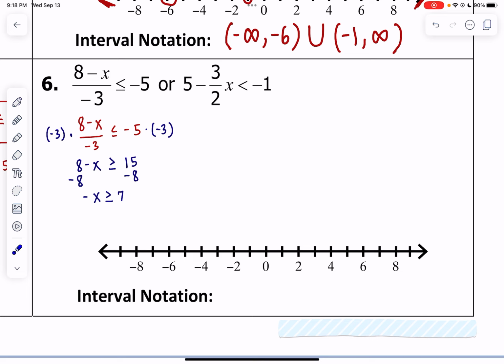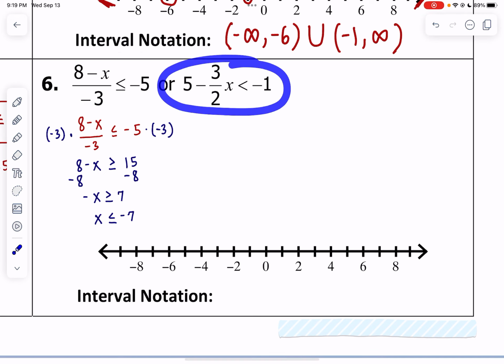And at this point, you can either multiply by negative 1 or divide by negative 1 to get rid of this negative. But please be real careful here. Once you do that, you would have x is less than or equal to negative 7. Since we're either multiplying or dividing by a negative here, we have to flip the symbol. So this would be the solution to this first inequality.